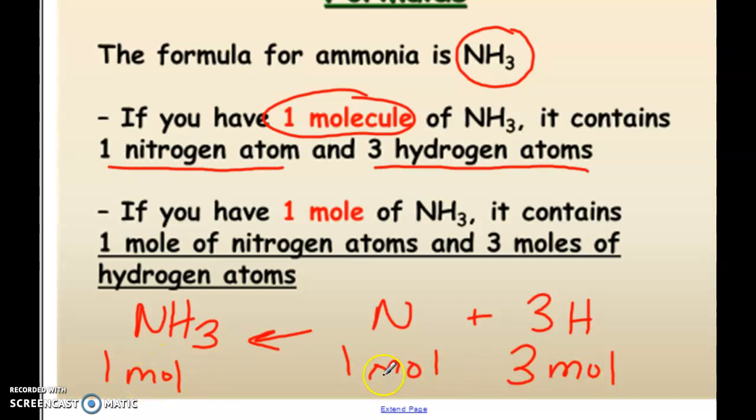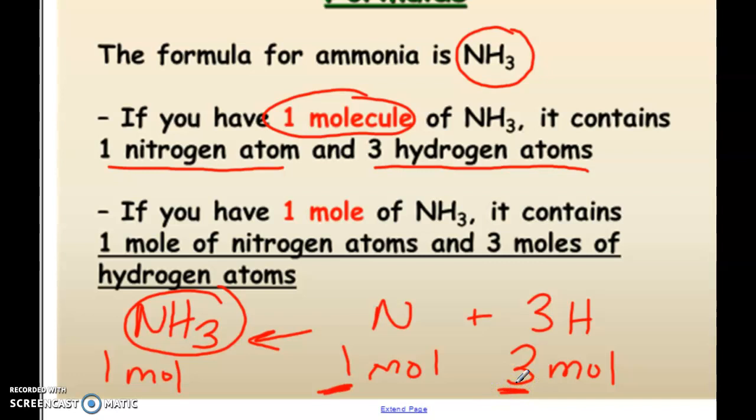Remember, these are just numbers. Think of this as an assembly line. I need to make 1 mole worth of NH3. Well, for every 1 I'm making, I need 1 nitrogen and I need 3 hydrogens. So the ratio is 1 to 3.